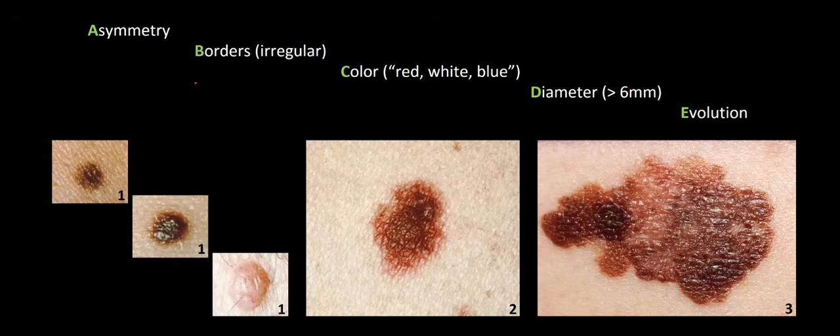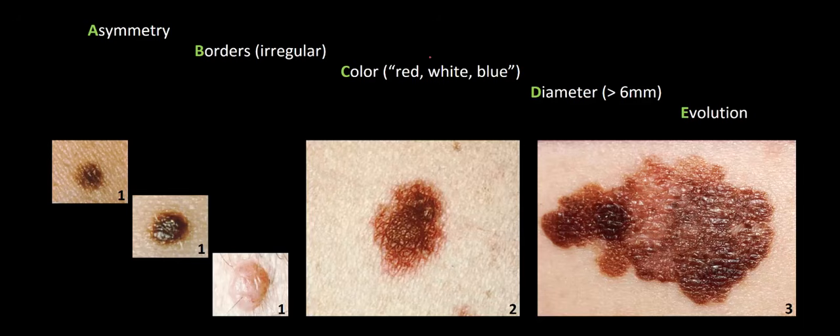As you can see, each letter stands for a different characteristic, and each of these characteristics are essentially red flags that clue us into a potentially malignant process that might be going on in a pigmented lesion. Now, of course, one of the caveats to using such a simple framework is that not all dysplastic nevi or melanoma are going to have A, B, C, D, or E characteristics.